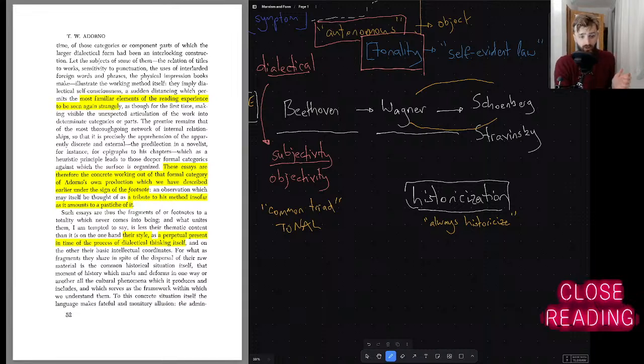Okay, and finally here, just to recapitulate, the suspicion that we had before in our last session about the idea of the footnote and the heroic simile being essential to this dialectical method, and the parenthesization of Jameson's comments about literature in relation to music as another sort of footnoting that's going on, is, Jameson explicitly acknowledges here, essential to the dialectical method, and he even says the formal category of Adorno's own production, we could mark them under the sign of the footnote. The footnote is a tribute to his method insofar as it amounts to a pastiche of it.